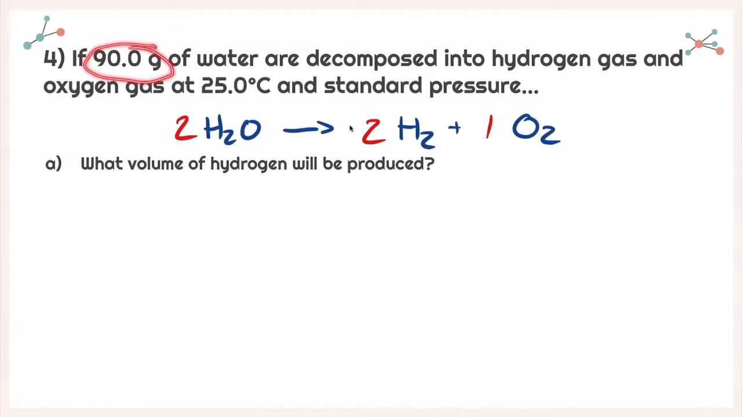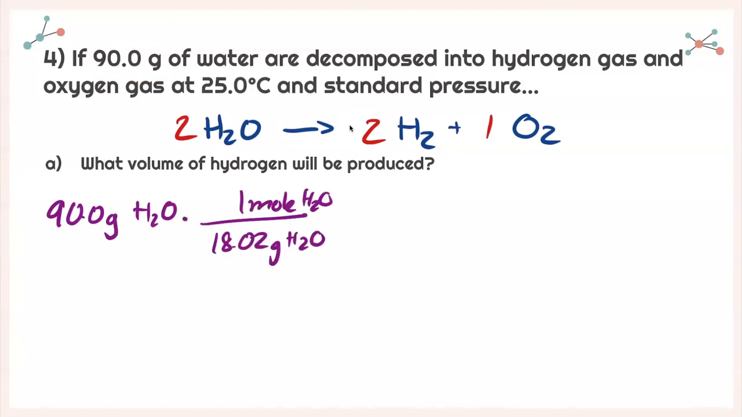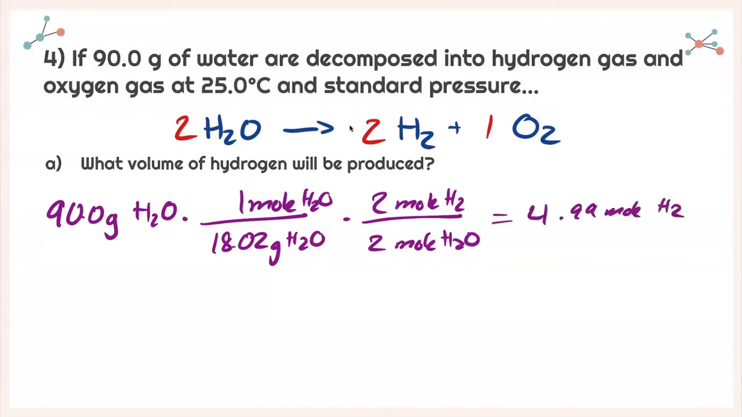I start off with 90.0 grams of water. I need to convert that to moles first. Using my molar mass, I'm going to convert into moles, and that tells me that 1 mole of water has 18.02 grams of water. Since now I'm in moles of water, I can go into moles of hydrogen gas. Looking at my balanced chemical equation, it tells me that for every 2 moles of water, it's going to make 2 moles of hydrogen gas. And now I can plug all of that into my calculator, and it tells me that I'm going to have 4.99 moles of hydrogen gas.